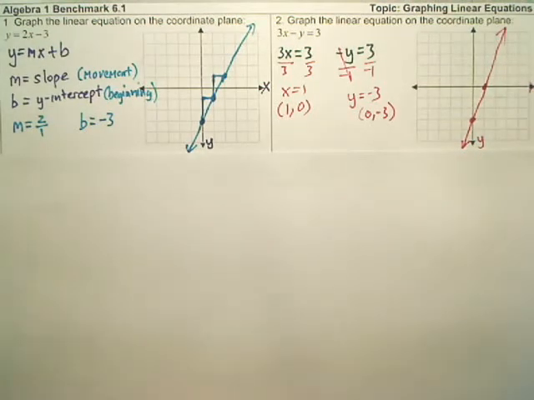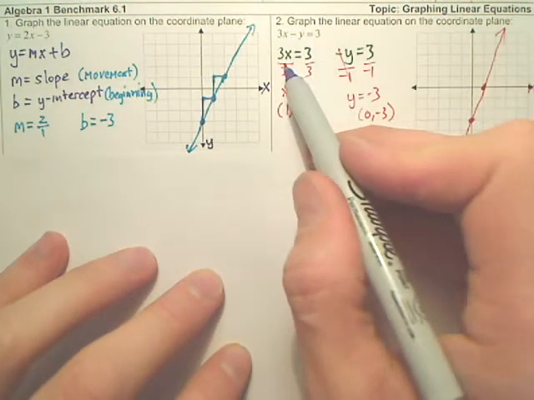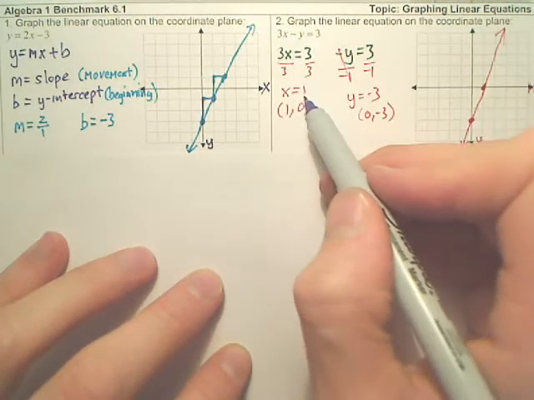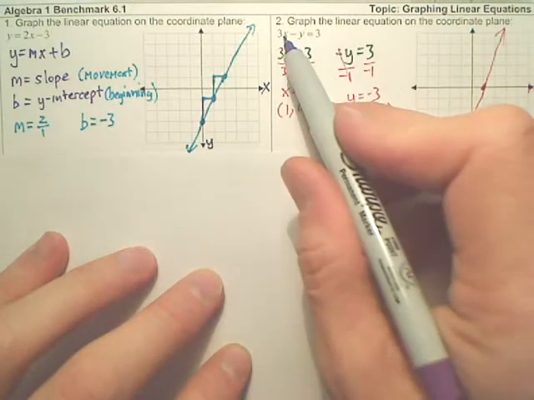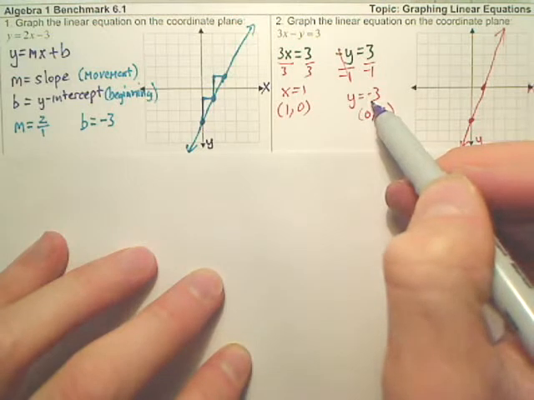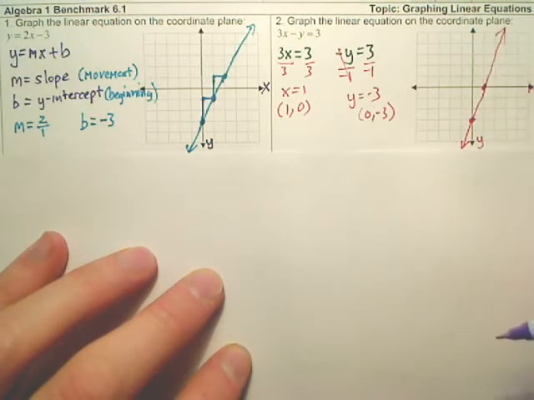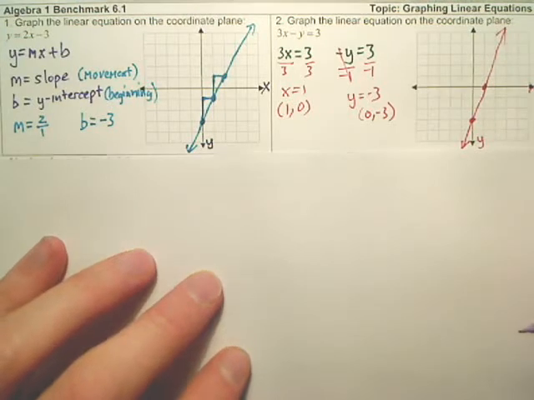So, if you plug 0 in for y, you're left with 3x equals 3. When you solve it, you get 1. If you plug 0 in for x, you're left with negative y equals 3. When you solve it, you get negative 3. Y is negative 3, x is 1. There's your line. Now, that is one way.